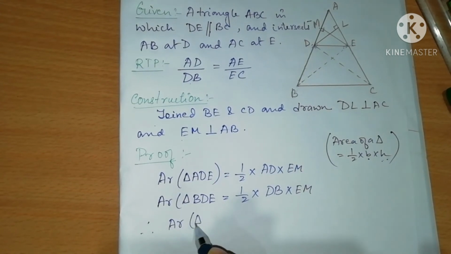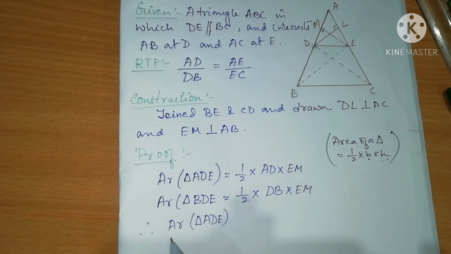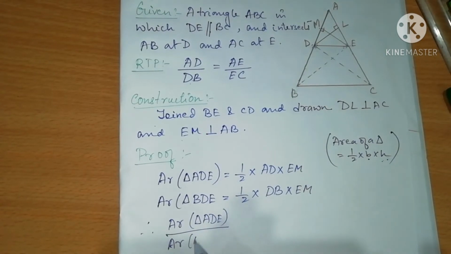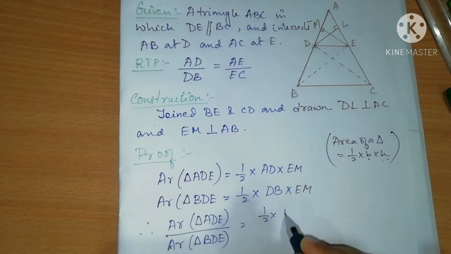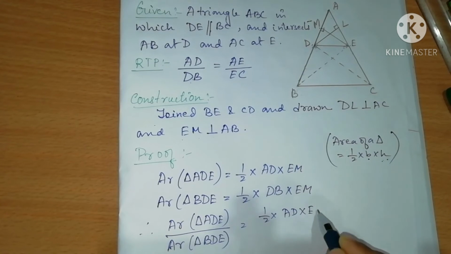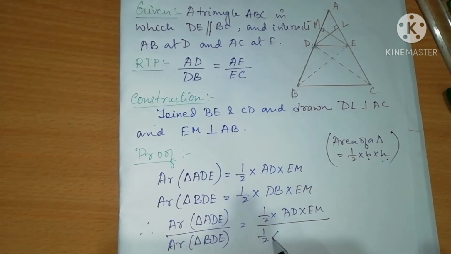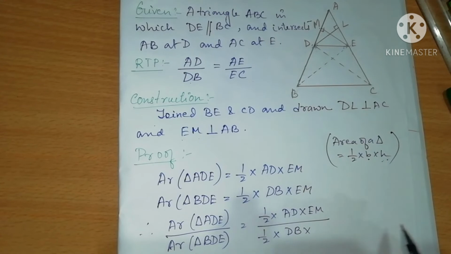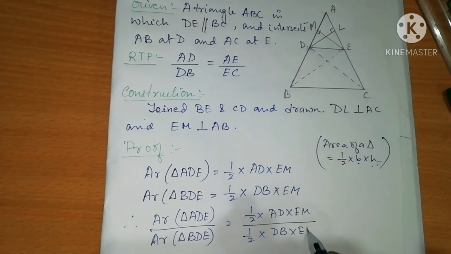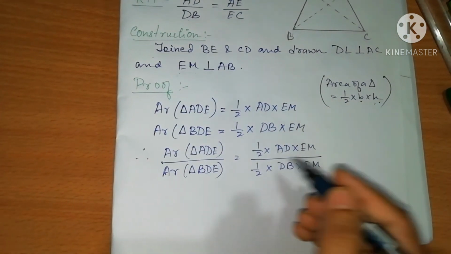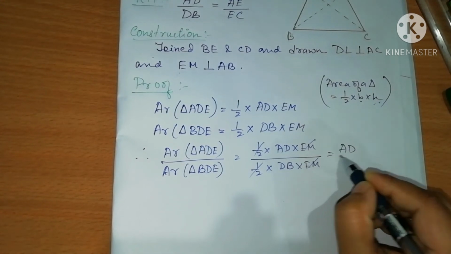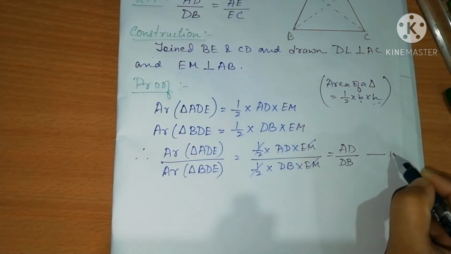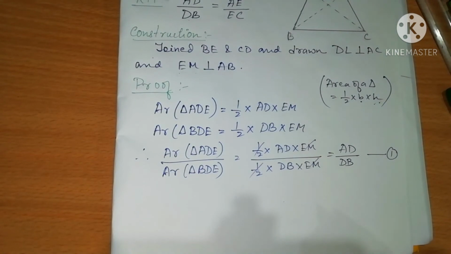So area of triangle ADE by area of triangle BDE is half into AD into EM by half into DB into EM. So half will be cancelled, EM will be cancelled, and we will get AD by DB. Let us take this as equation 1.